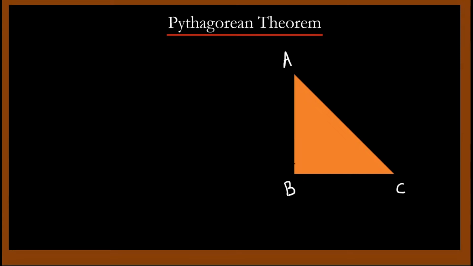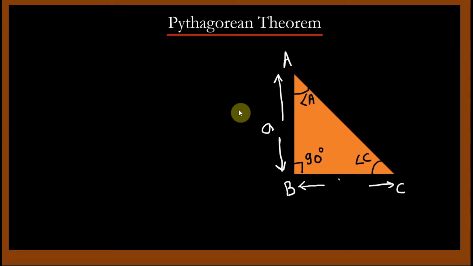The Pythagorean theorem applies only to right triangles. It helps to find the longest side of the right triangle. For example, triangle ABC is a right triangle with angle B 90 degrees, and angle A and angle C are acute angles, that is, less than 90 degrees. The side AB is a, side BC is the base b, and side AC is the hypotenuse c.